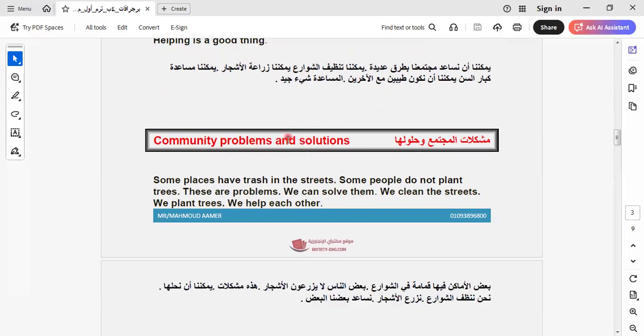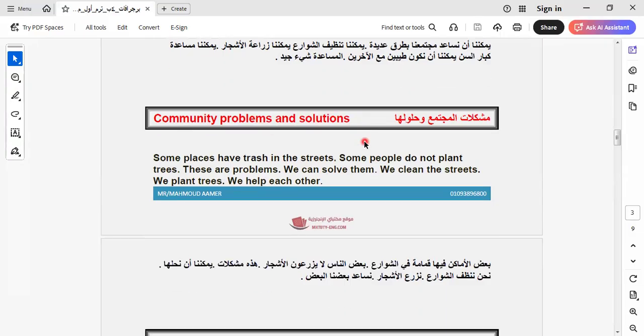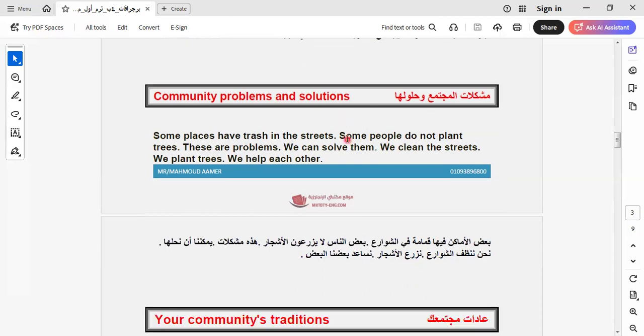Next, community problems and solutions. In this unit, we talk about the problems of our community, like cleaning the streets, planting gardens, and so on, and how to solve these problems. I think we learned this during the term. Some places have trash in the streets. Some people don't plant trees. These are problems.